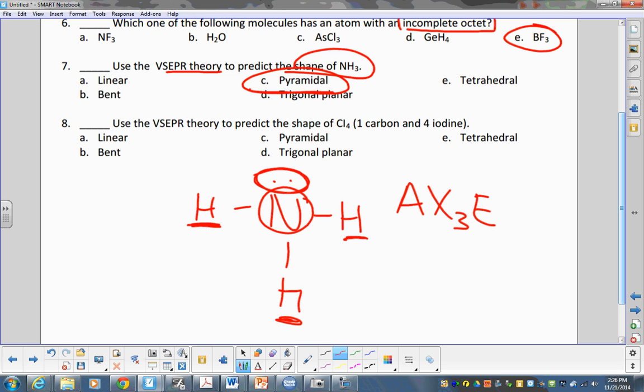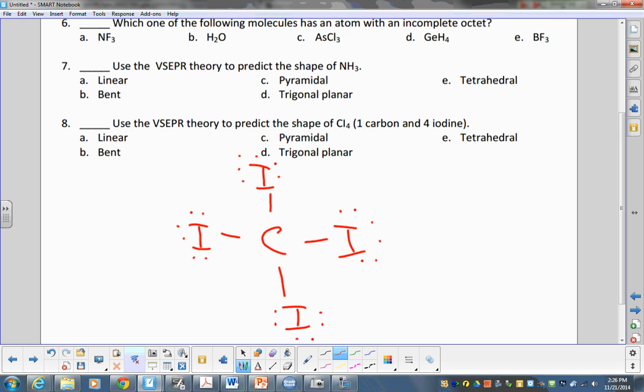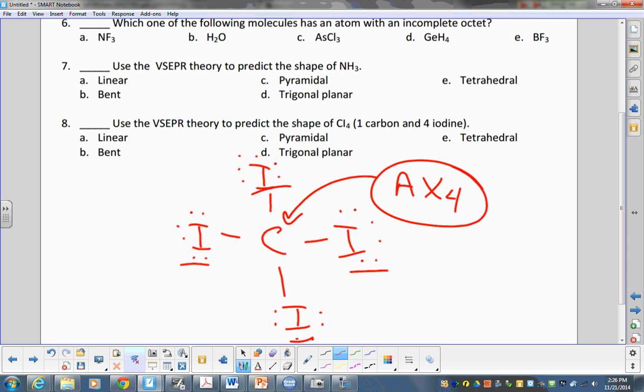Use the VSEPR theory to predict the shape of CI4. So when I go to do that, I would do carbon, I, and I would draw the dots. Obviously, you can draw the Lewis structure, so you draw that. And then it has a central atom. It has 1, 2, 3, 4 atoms attached to it, so it's AX4. AX4 is represented by the shape tetrahedron. So it is tetrahedral. In case you're wondering, the bond angle is 109.5 on a tetrahedron.